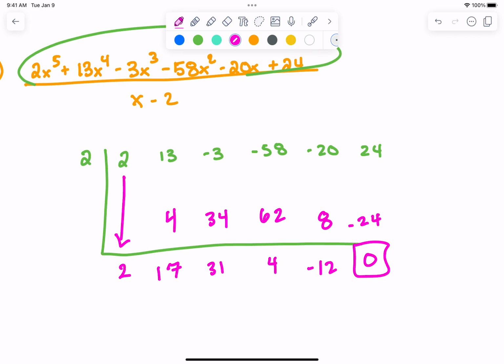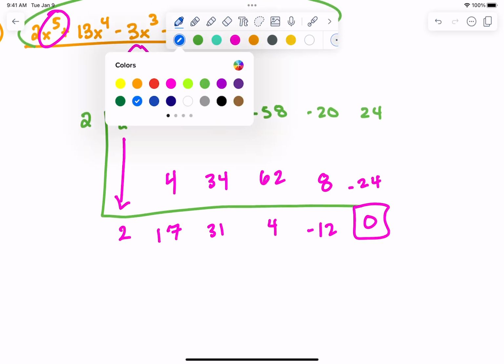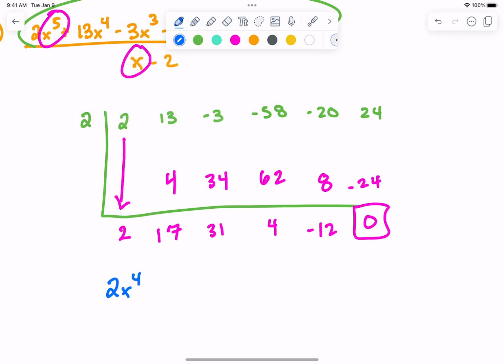Okay, so it was x to the 5th divided by x, so that means I have x to the 4th first. So 2x to the 4th plus 17x to the 3rd plus 31x squared plus 4x minus 12, and then there's no remainder. Okay, here's how you check your answer.